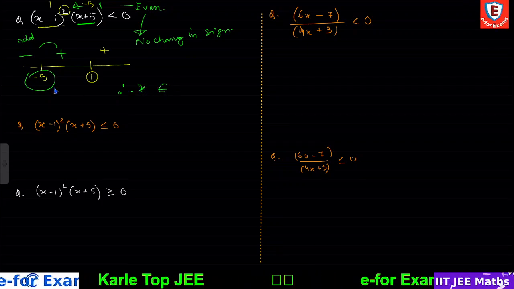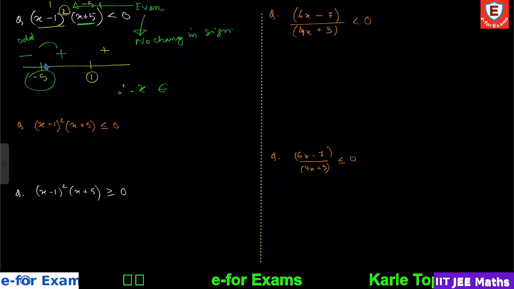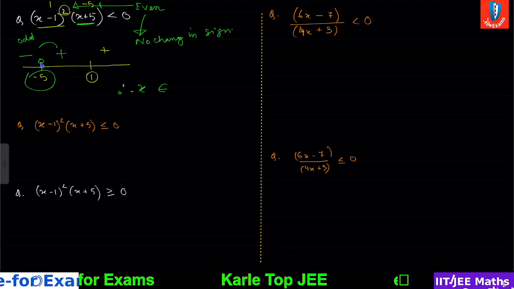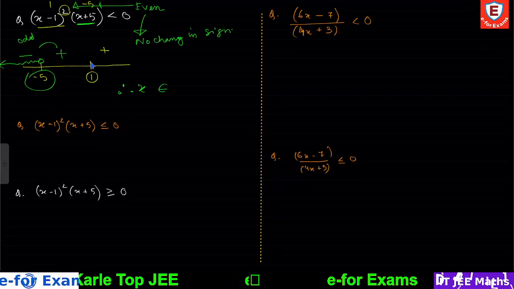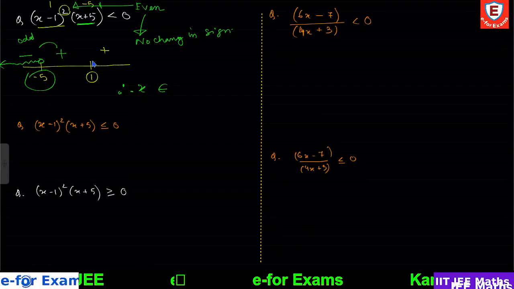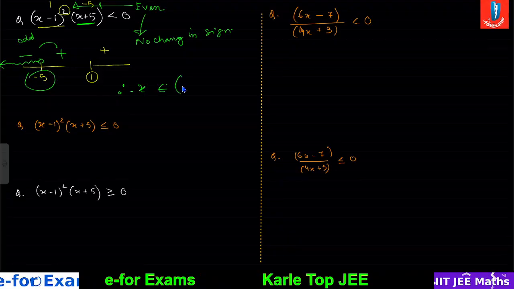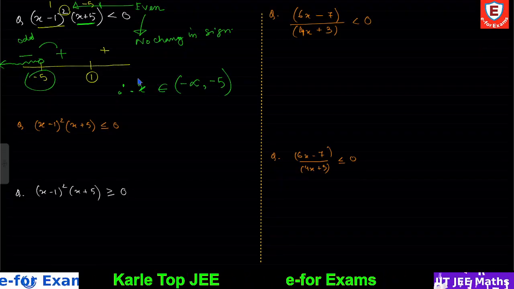Therefore x belongs to, first here, minus infinity to minus 5. Here equal to is not there, so it will be hollow. Up to here, all this up to infinity. Therefore x belongs to minus infinity to minus 5. This is the solution.